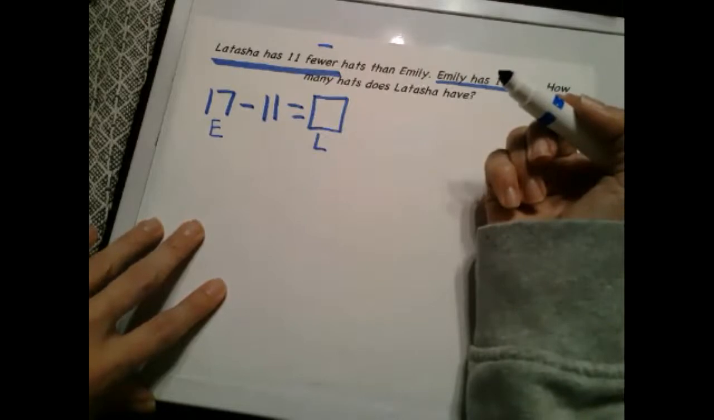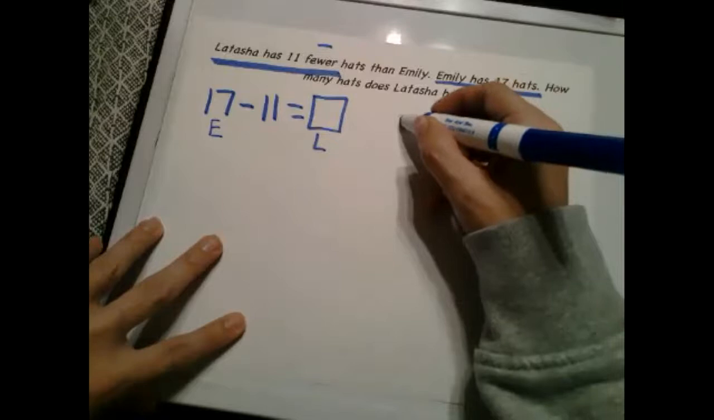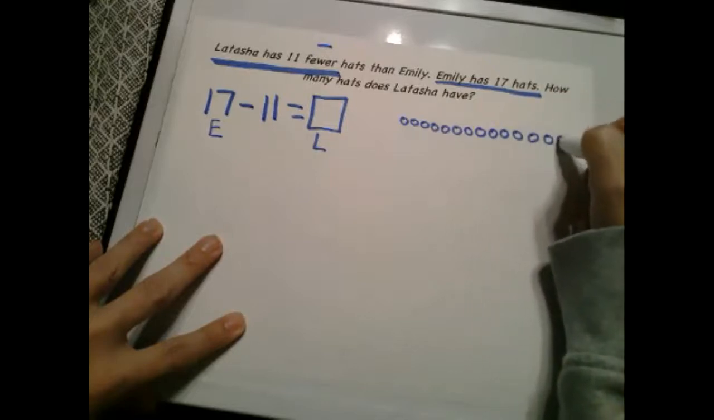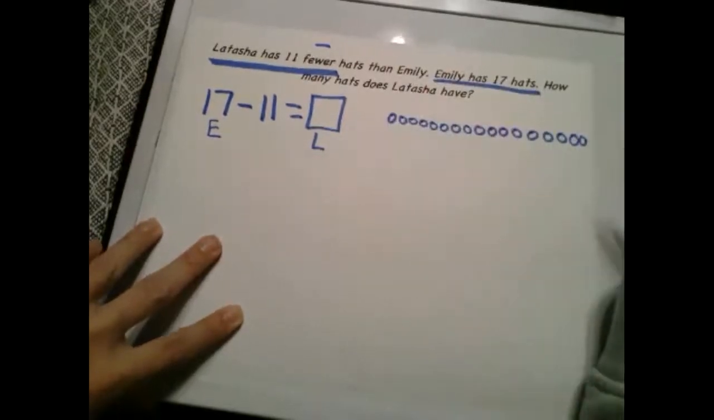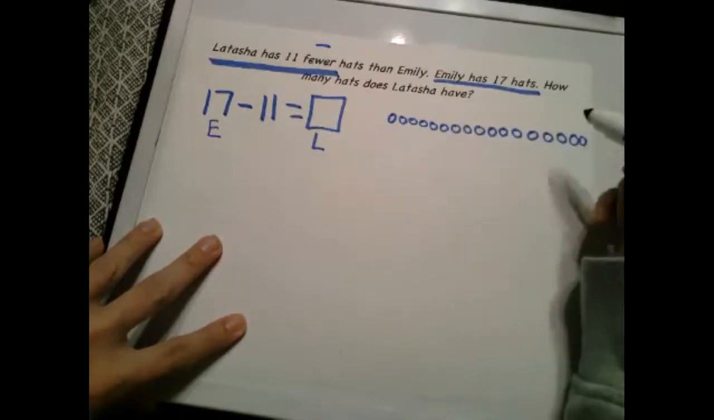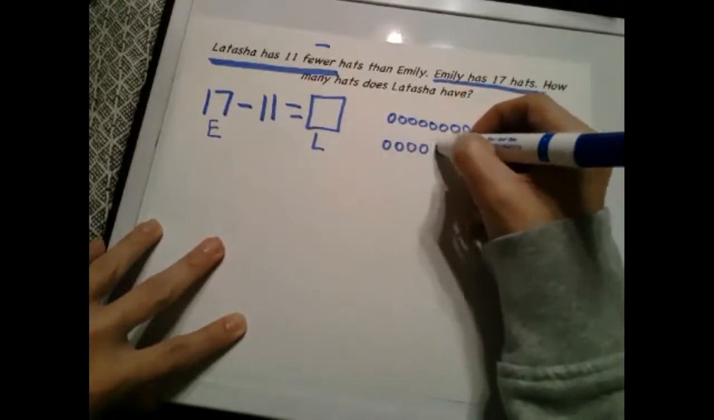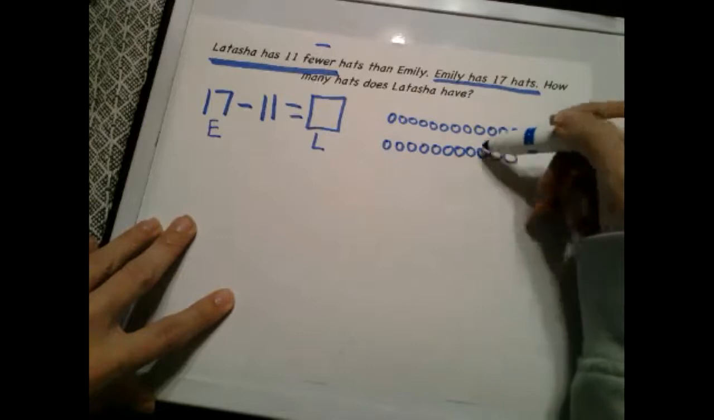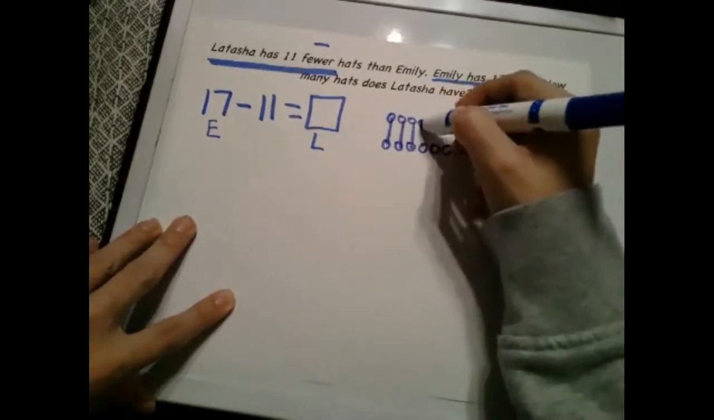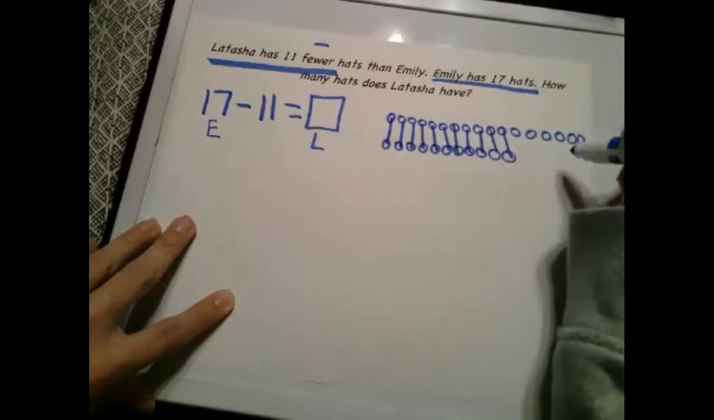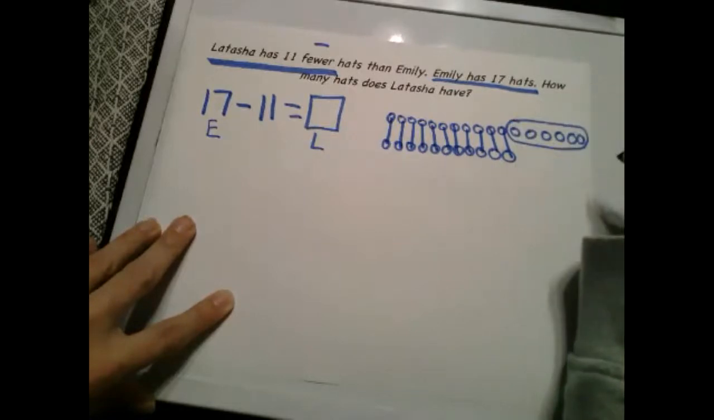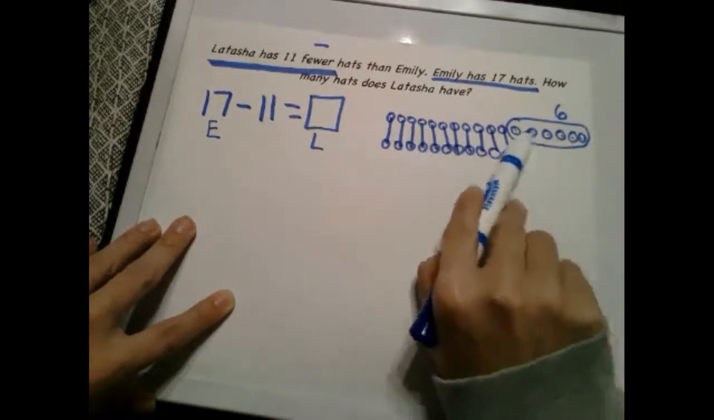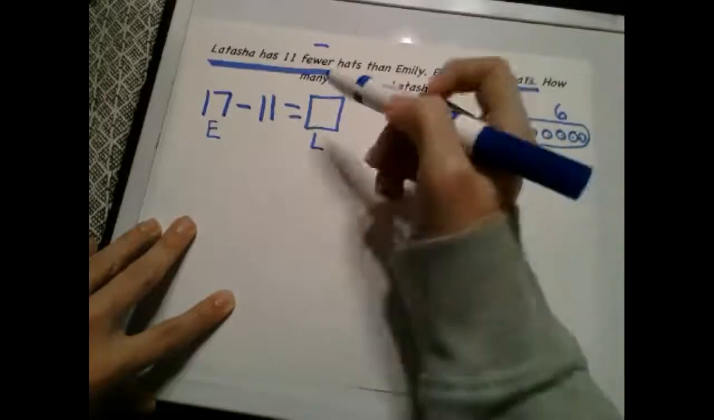I saw a lot of different models happening. One of the models was you used 17 counters. So there's 17. Then I saw you draw 11. Since she has 11 fewer, I'm not going to add those numbers together. I'm going to match them up. And what is the difference? 1, 2, 3, 4, 5, 6. So 17 minus 11 will give me 6.